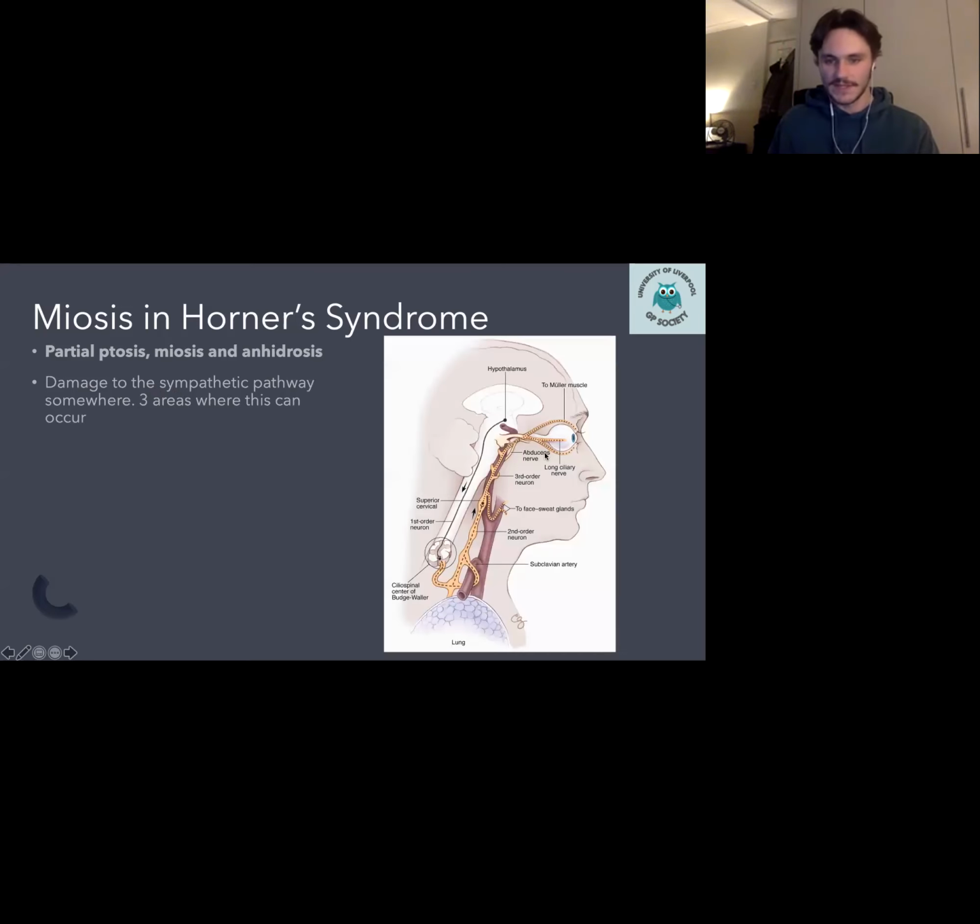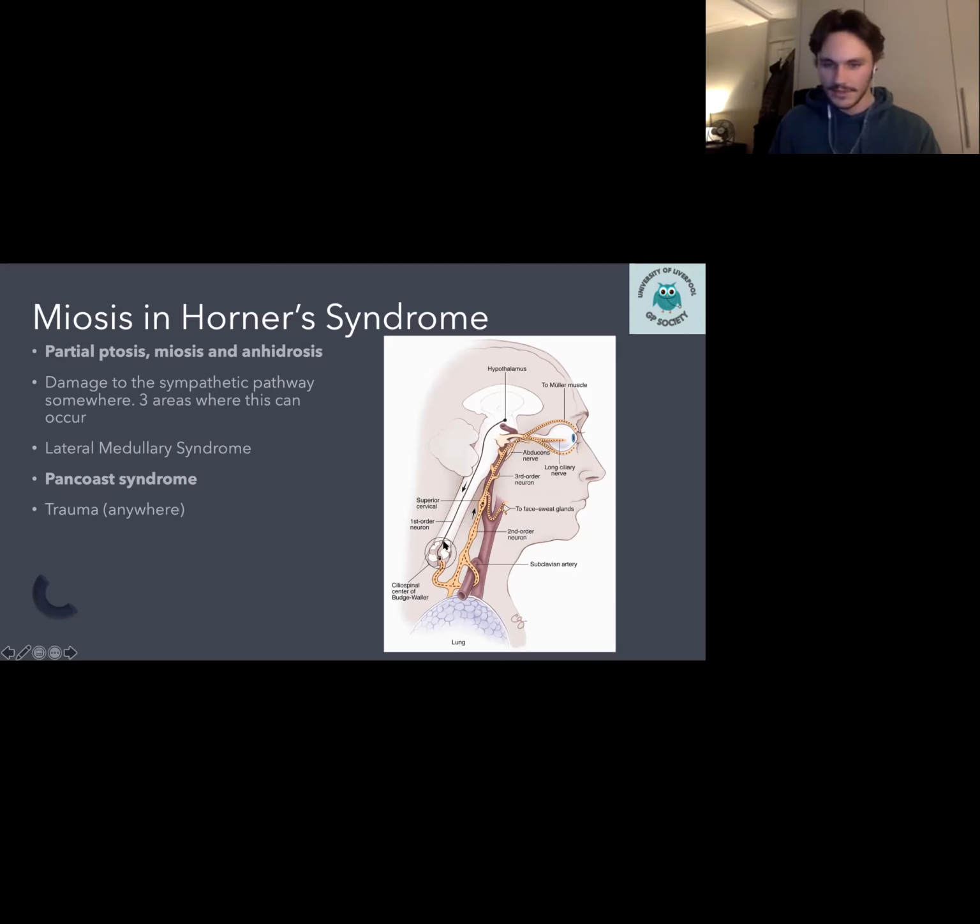And there are 3 areas that this is going to occur. We don't have to focus on this too much. Essentially, just know that there's 3 orders of neurons where this can occur, and any of them can cause a Horner's syndrome. The common one that we need to know about, I think that comes up a lot because it's quite interesting, is the Pancoast syndrome, where we have an apical lung tumor compressing the sympathetic pathway of the 2nd order neuron, and the pathway is compressed enough to cause a Horner's syndrome in the eye.